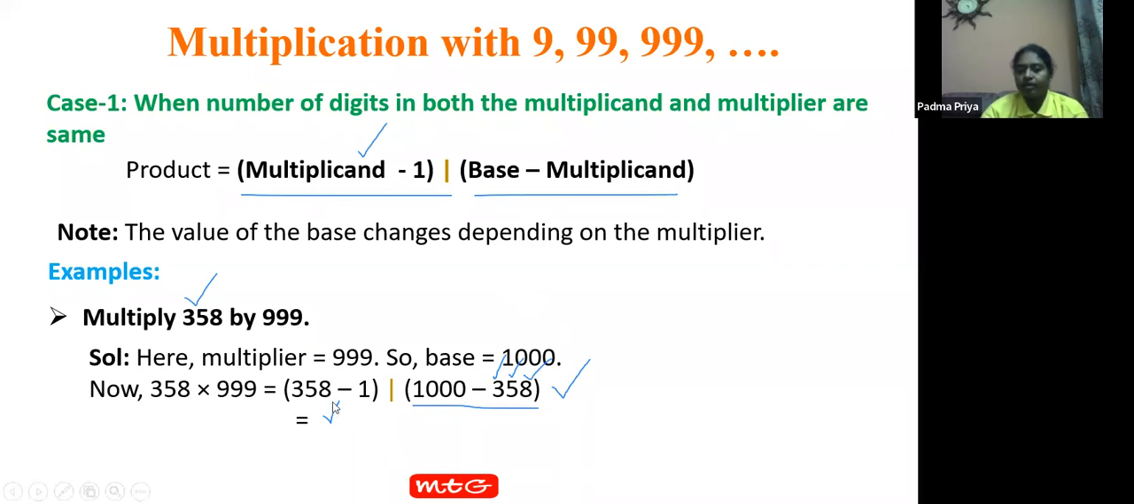So see here, the left part, what will you get? 357. And the right part, 642. Together, if you put, you get the answer.